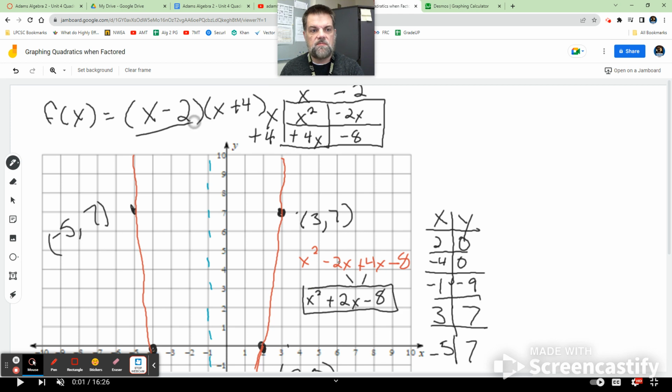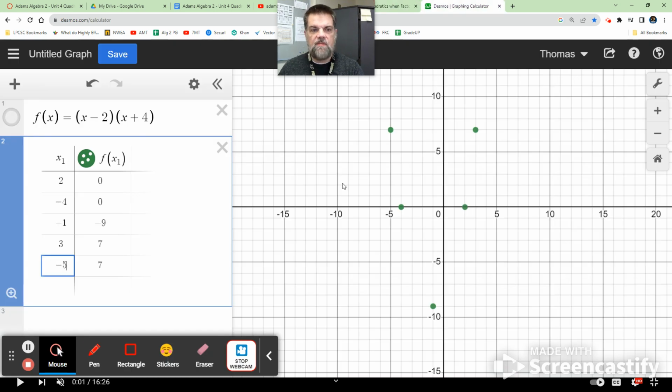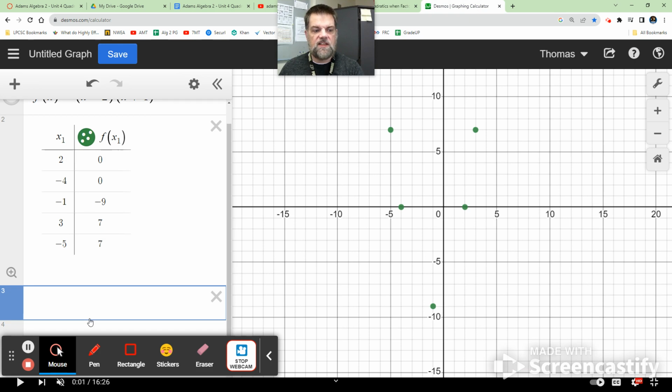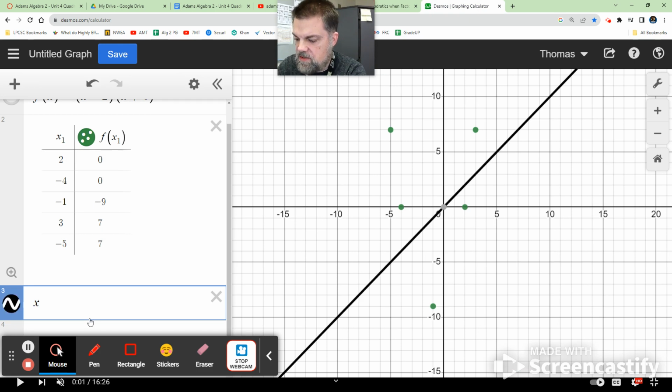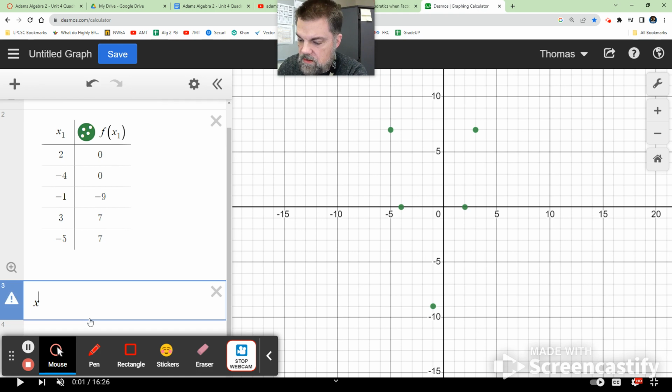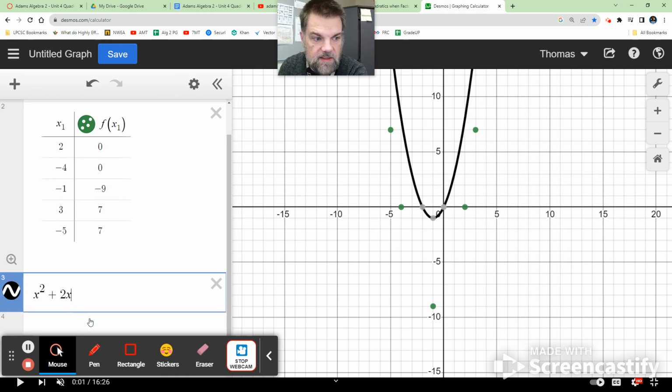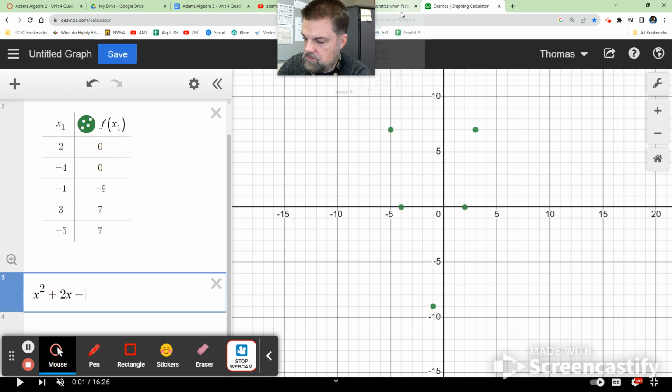This is the same as this. Let's see. So I go up here to Desmos. I have my points plotted. Let's plug that in. We said, what was it? X squared plus 2x, right? Plus, was it plus 8 or minus 8? What did I say it was? Minus 8, right? Minus 8.